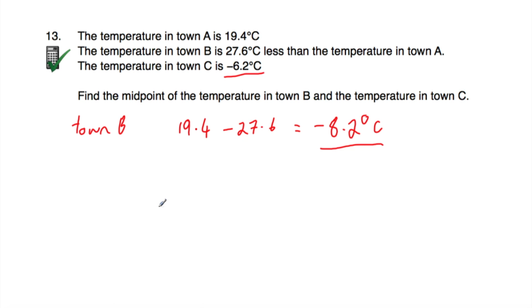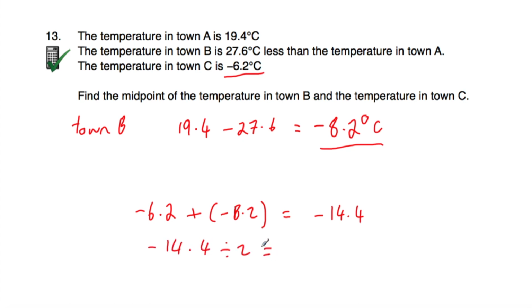To find the midpoint of two numbers, we would add them together and then divide by 2. So we just do minus 6.2 plus minus 8.2 and then see what we get. So let's add the two temperatures together. Minus 6.2 plus minus 8.2 is equal to minus 14.4. And then if we divide by 2, that's equal to negative 7.2 degrees Celsius. And that's it. So the midpoint of the temperatures in town B and town C would be minus 7.2 degrees Celsius.